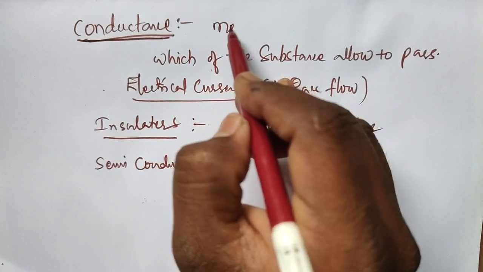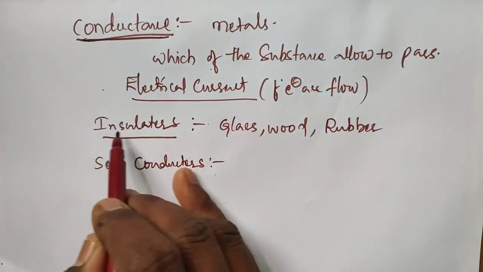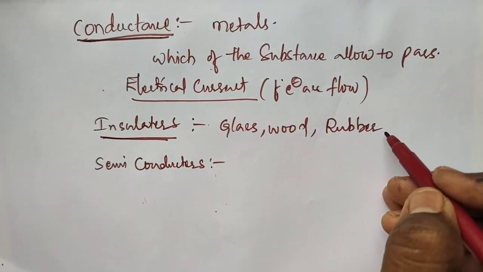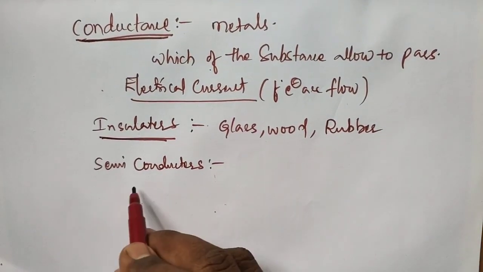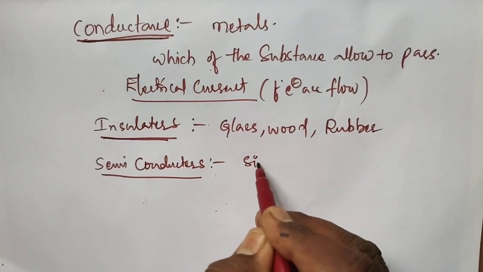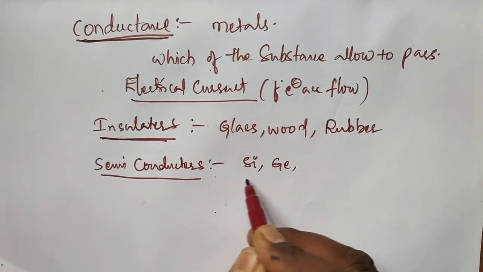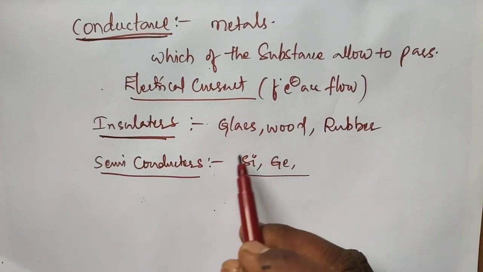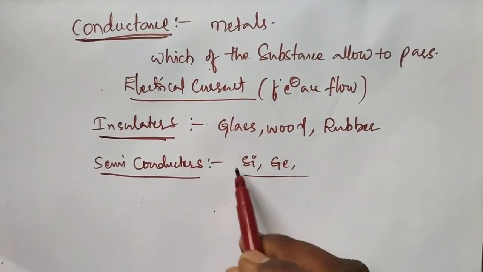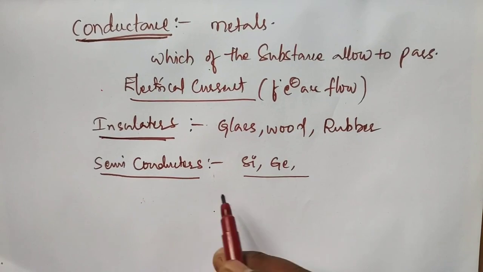Conductors are metals, and insulators are non-metals. Most of the non-metals act as insulators. And semiconductors, like silicon and germanium, are called metalloids.